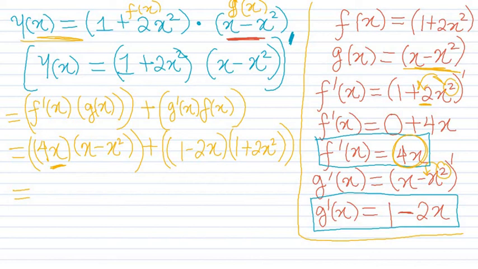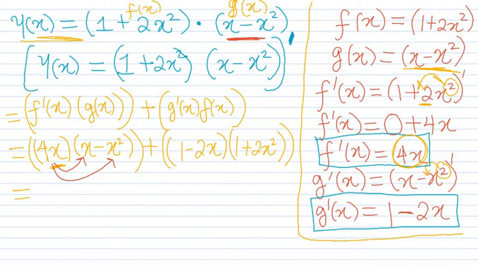Now that you do that, you have 4x multiplied by x minus x squared. What are we doing here? We just do 4x, right? And you multiply it by 4x times x, and then you do 4x times negative x squared.